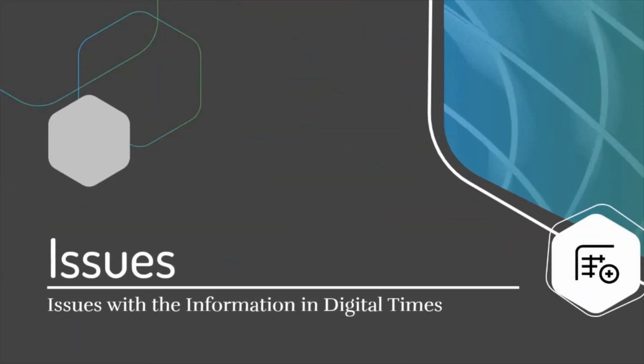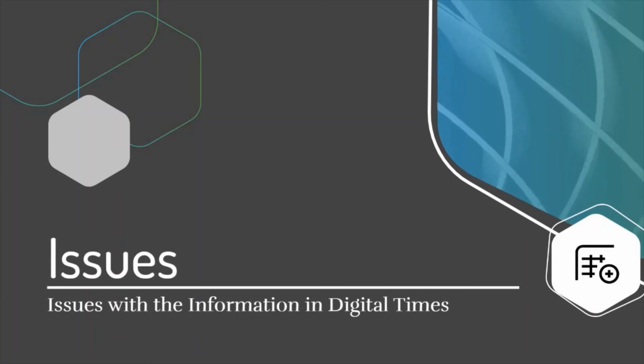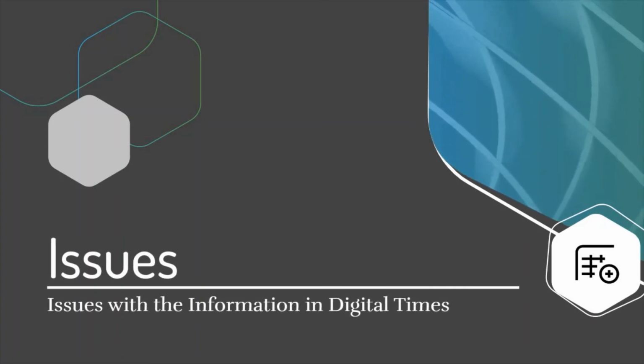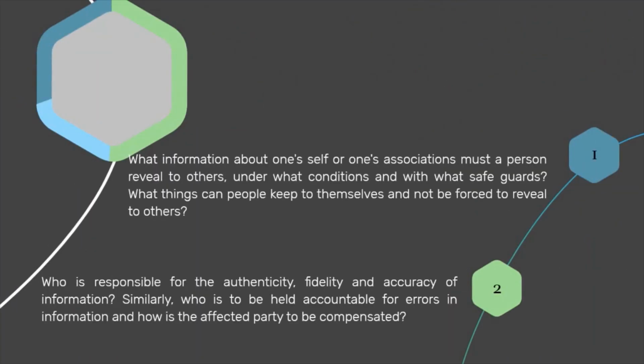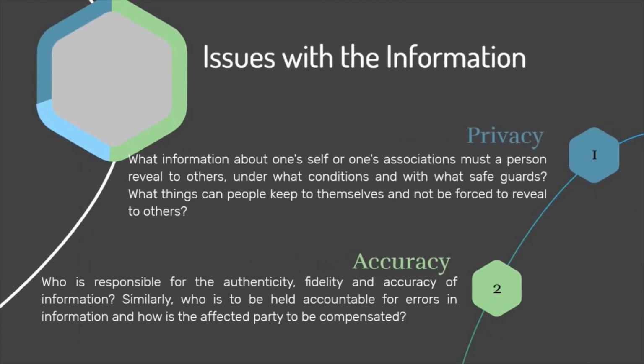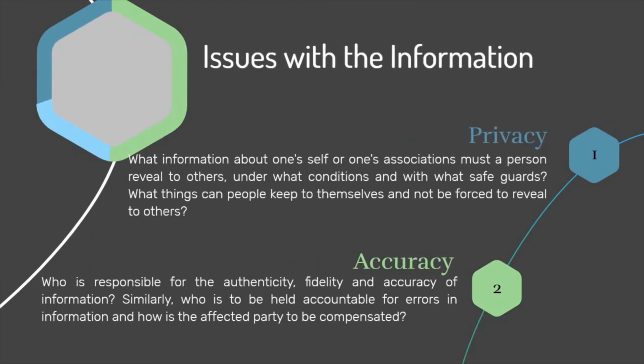The next important matter of discussion when we refer to information is the issues that are associated with it. Information being a crucial resource, the issues need to be dealt with caution. The issues with information include privacy. What information about oneself or one's associations must a person reveal to others, under what conditions and with what safeguards? What things can people keep to themselves and not be forced to reveal to others?